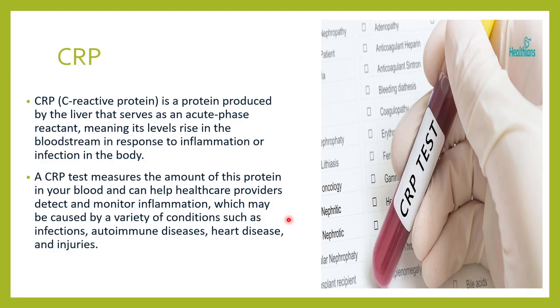C-reactive protein, as the name itself suggests, is a protein, and it is produced by the liver, as most proteins are. It is an acute phase reactant. What is the acute phase? It is a phase of inflammation, when the body reacts to an infection, trauma, or inflammatory agent. At that time this protein is produced by the body to fight against the inflammation.